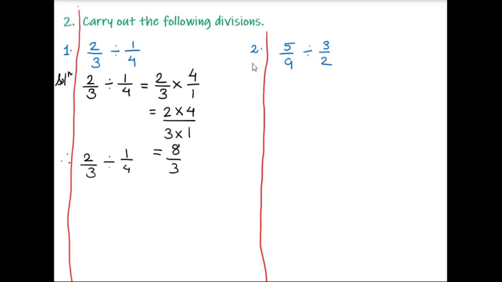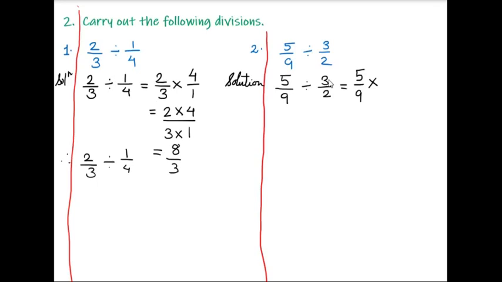Now, the next sum, that is 5 upon 9 divided by 3 upon 2. Okay, so we'll write the question once again. 5 upon 9 divided by 3 upon 2 equals. So, first fraction will be written as it is, that is 5 upon 9. Division sign will turn to multiplication and second fraction's reciprocal. See, first fraction as it is, division sign will turn to multiplication, and second fraction's reciprocal.